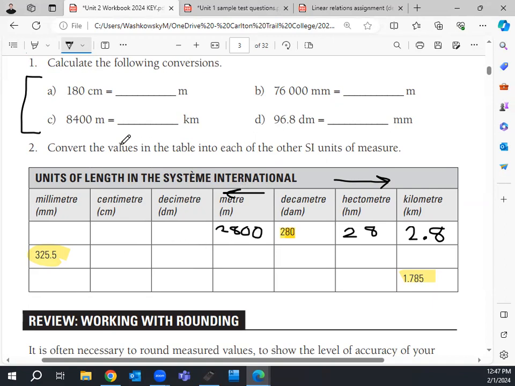So I'll give you just a minute to fill out these 2 questions here. Like I said, if you're not sure, ask for help. This is just a review of some skills that we need. This is not actually what the unit's about.